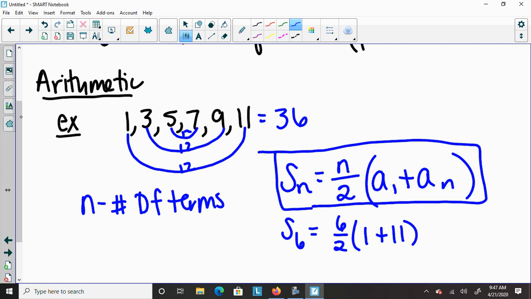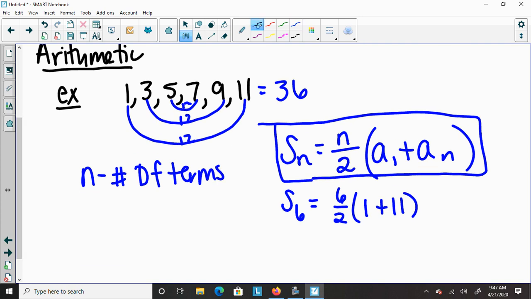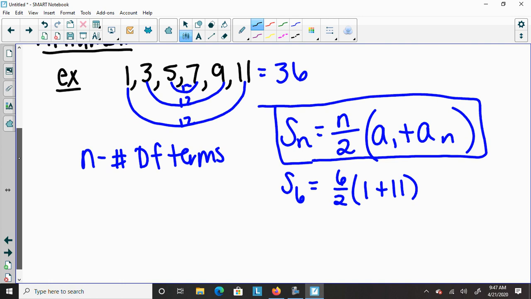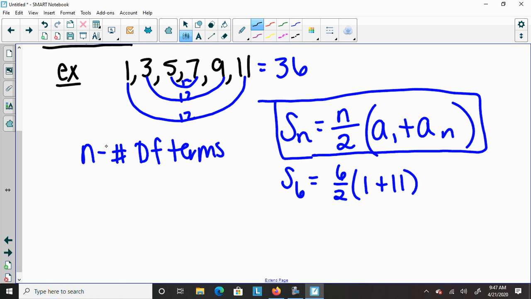That's for arithmetic. Now I'll show you what's called summation notation. You might have seen this. I don't know if y'all did this last year or not, but it is a way for us to tell someone we're doing a series without writing out the numbers in the series, just using the explicit formula. So this is summation notation.